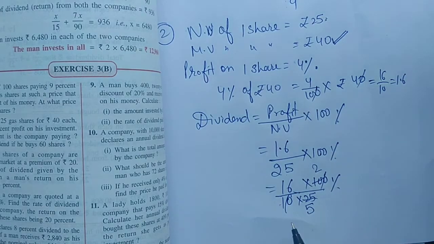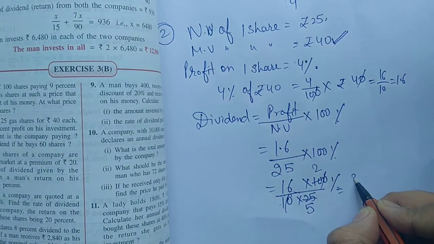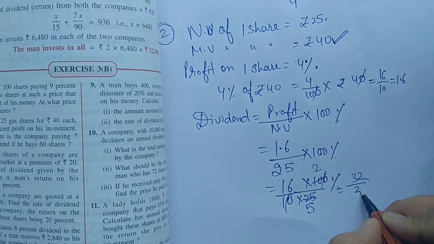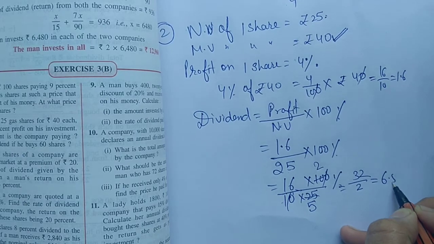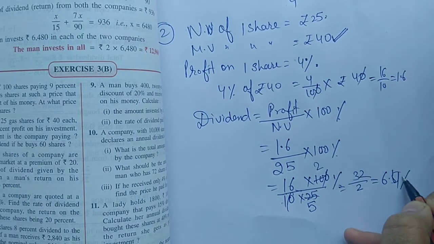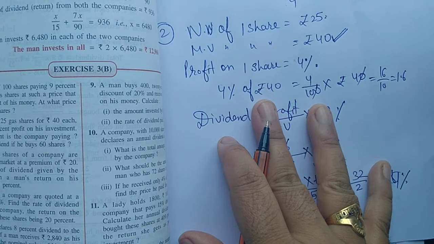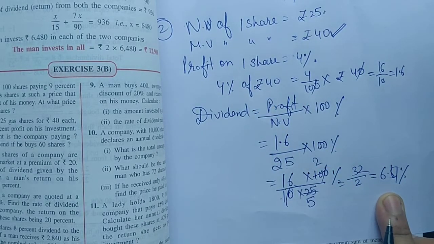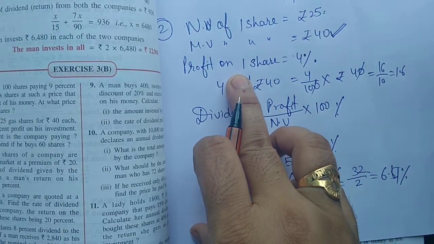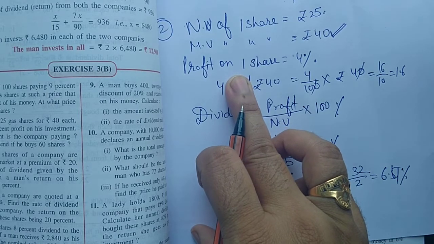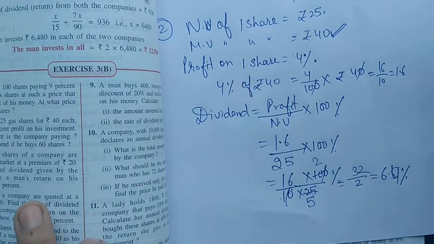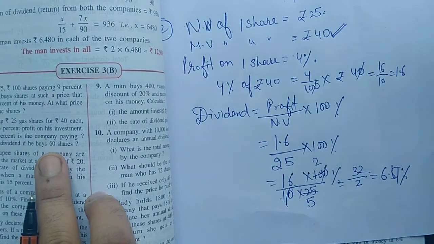So 16 multiply by 2 is 32, 32 upon 5 will give us 6.4%. So it is the dividend on one share. Already we have calculated for one share. Then total number of shares were here 60 shares.